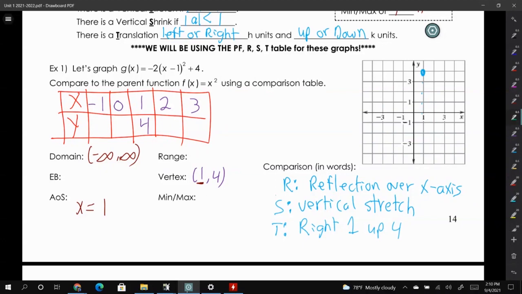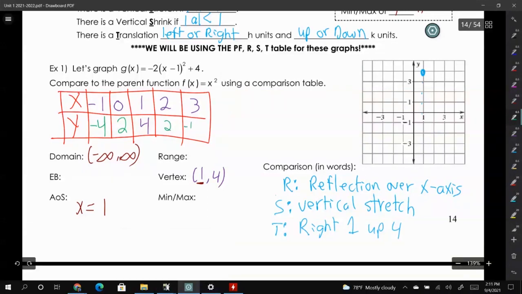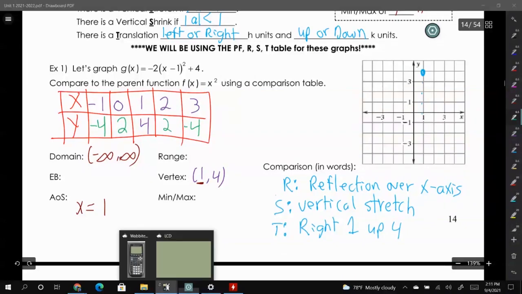If you plug in 0, 0 minus 1 is -1. -1 squared is +1 times -2 is -2 plus 4 is 2. We plug in -1, we get -4. And then these y values should be the same as well.